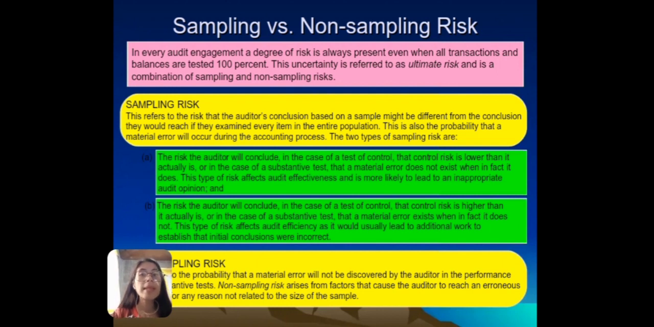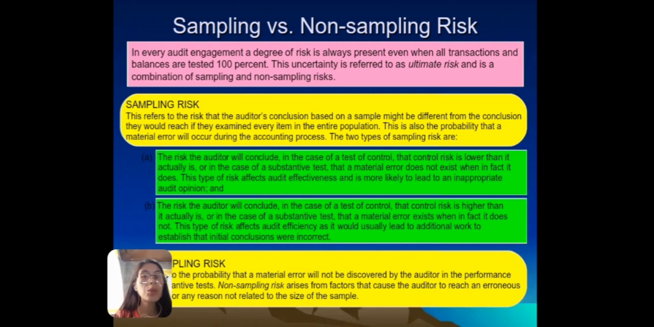Sampling risk refers to the risk that the auditor's conclusions based on a sample might be different from the conclusions they would reach if they examined every item in the entire population. This is also the probability that a material error will occur during the accounting process.